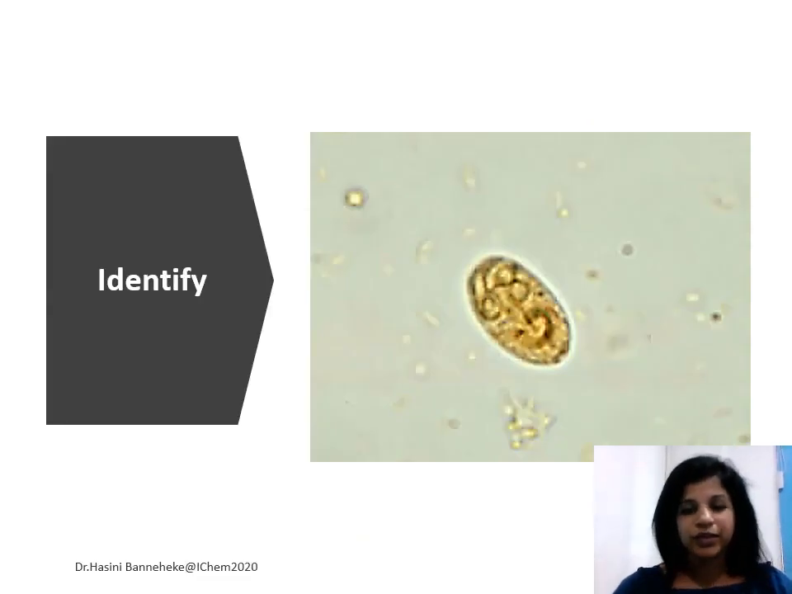So moving on to the next one. Now try to identify what this structure is. This is again from a stool sample. This is a normal saline preparation. You can have a look at the shape and the internal structures. Based on that, try to identify what that is. So take a few seconds more and try to see whether you can understand what it is.